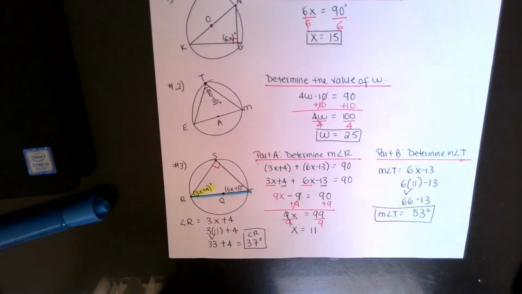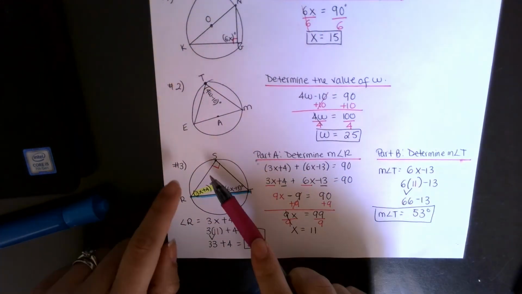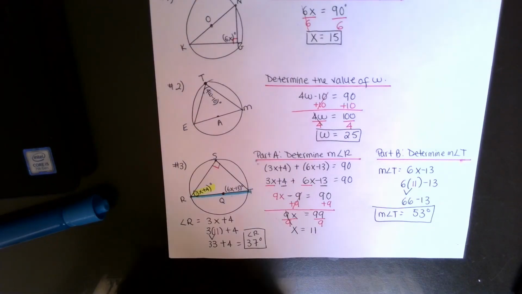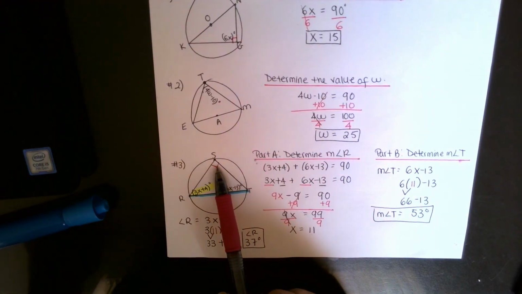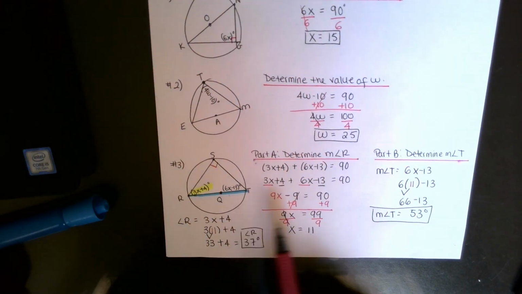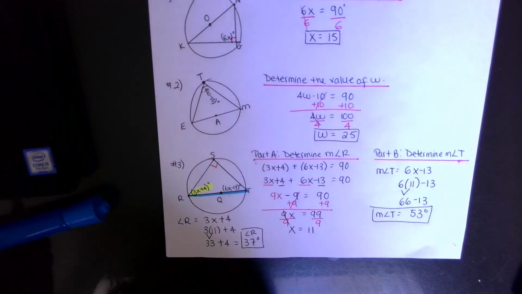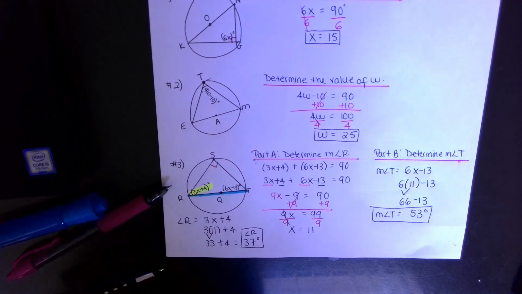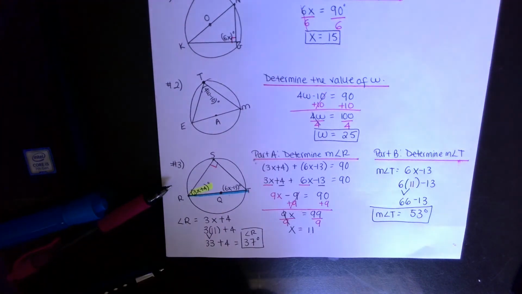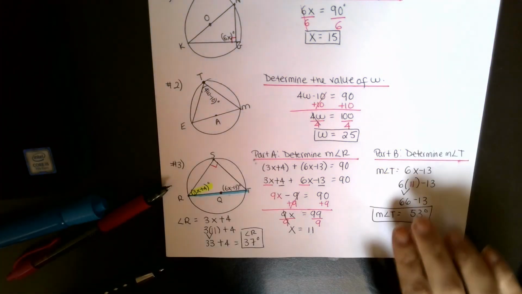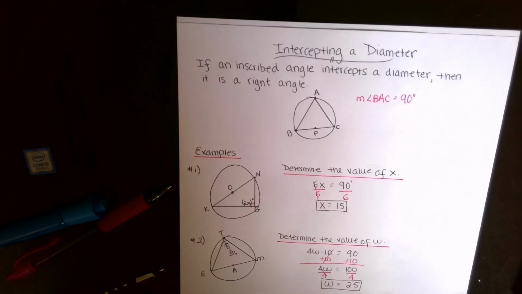Now, you can always double check to see if you did it correctly. We said a triangle adds up to 180. So this was 90 plus 37 plus 53. That will give you 180 degrees. And that's exactly how much a triangle's angles add up to. So this is what happens if you have an inscribed angle intersecting at a diameter.